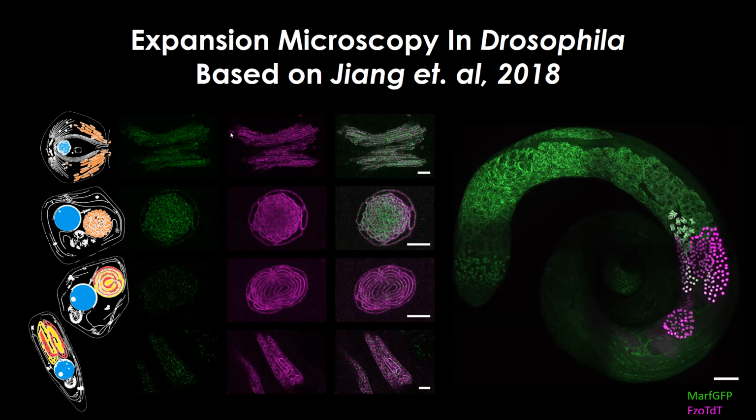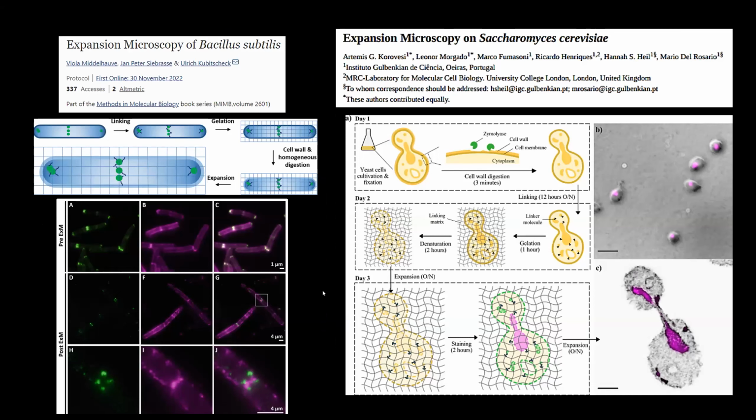This was a technique that is applied to samples that are already stained. But there are several other techniques in which you first expand the sample and then you stain. I also wanted to show you some samples that I found online. This technique was already applied to bacteria and yeast. I know that many people have different tissues or different samples that they would like to work with.